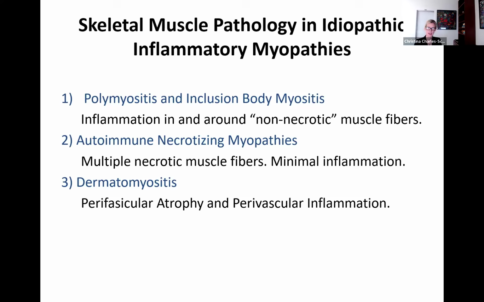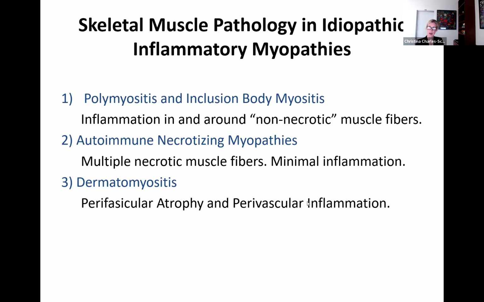In both polymyositis, which is a term that I think is being phased out as we become much more specific in how we describe it, another time, another talk, and inclusion body myositis, you see inflammation in and around these non-necrotic muscle fibers. Of course, in IBM, you're also looking for the inclusions, the rimmed vacuoles, which are only present in a relatively small percentage of patients, at least on their initial biopsy.